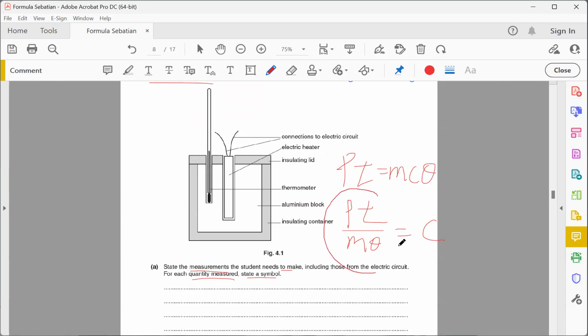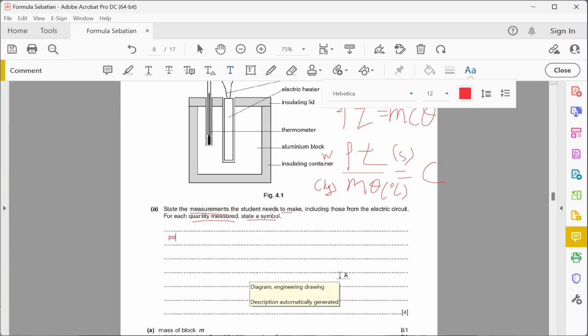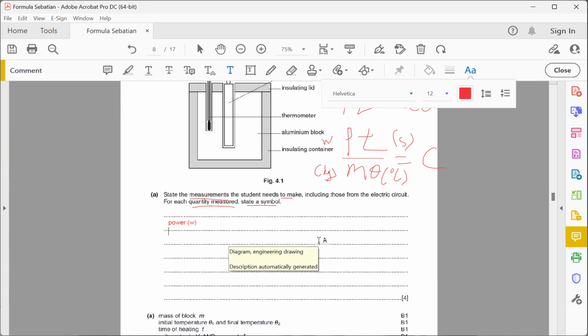Then from here, these are the four things you need to measure for the specific heat capacity. You will definitely need the power, which is in watts, the time, which is in seconds, the mass, which is in kg, and the change in temperature, which is in degrees Celsius. Literally write all those things down. You need to measure the power in watts. Write down yourself. I think everyone shouldn't have a problem. I had a look around already just now. Everything is fine. However you want to structure it.